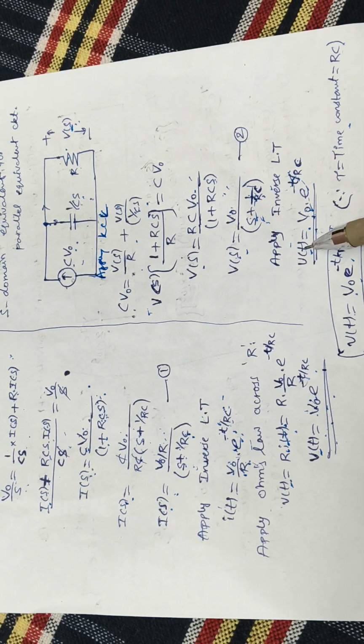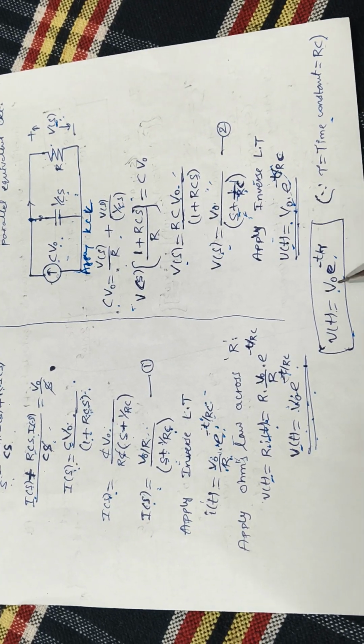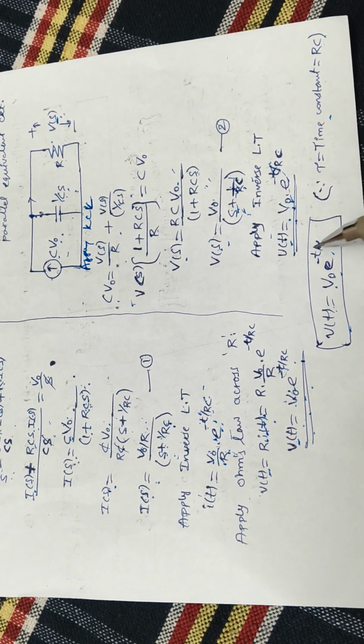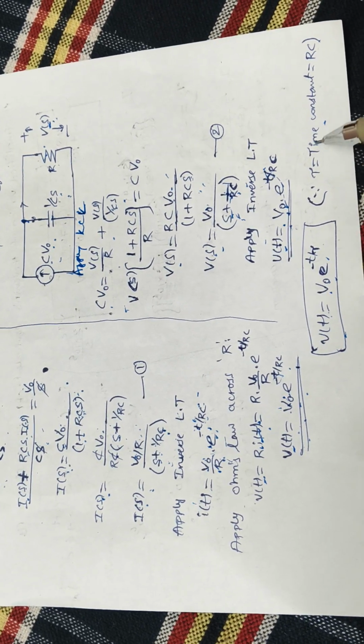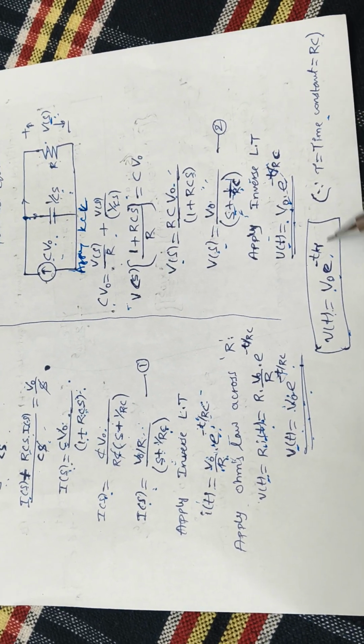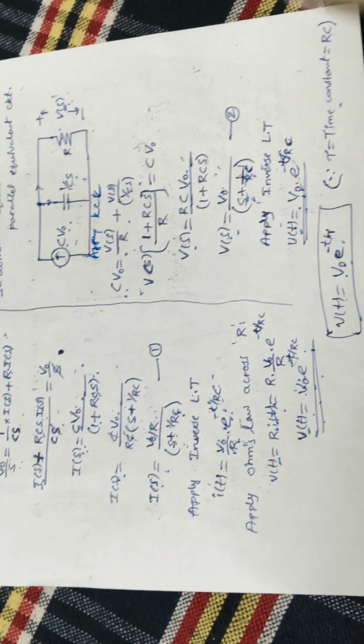Solution and also in parallel representation solution. So what is v of t? V of t is equal to v naught into e power minus t by tau. I have replaced this RC with the time constant. Tau is equal to RC. That's why v naught into e power minus t by RC.